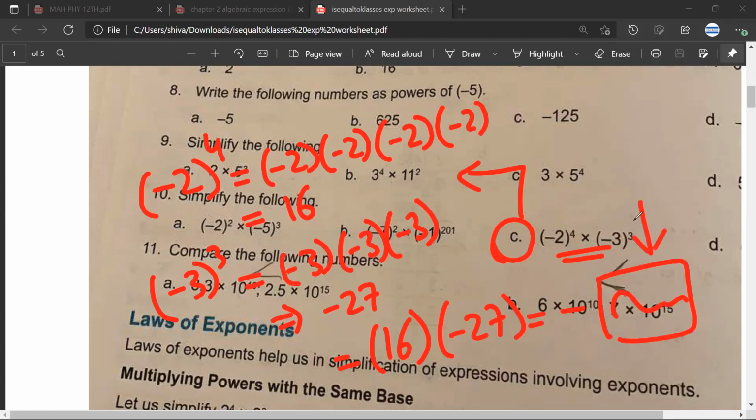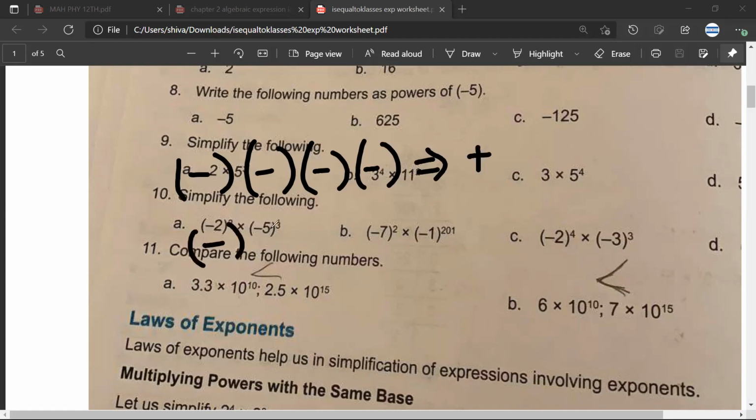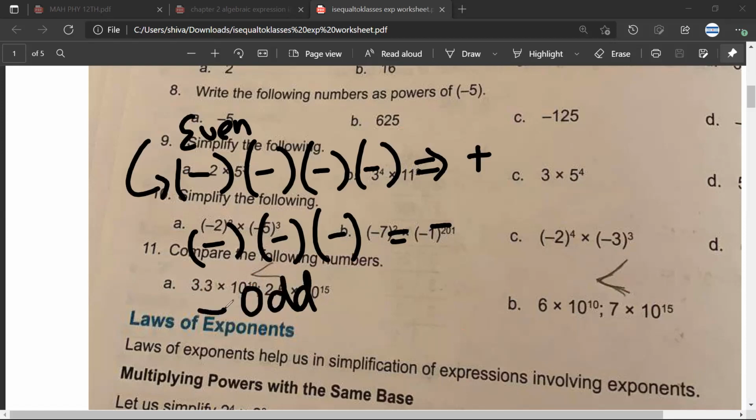Mr. Aryaman, is it correct? Yes, sir. See, the basic thing that we need to understand is that if I multiply negative quantities even times, then my answer would be positive. If I multiply a negative quantity odd times, my answer is negative. Satya, are we clear about it? Yes, sir. Mr. Aryaman, are we clear? Yes, sir.